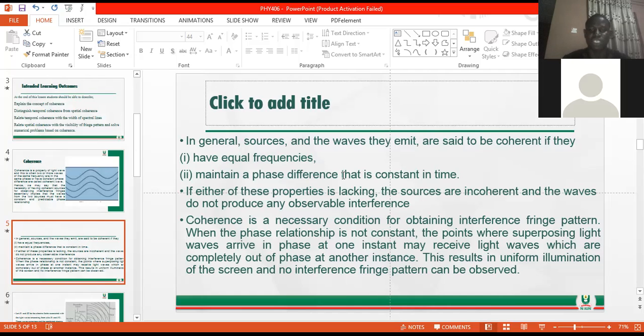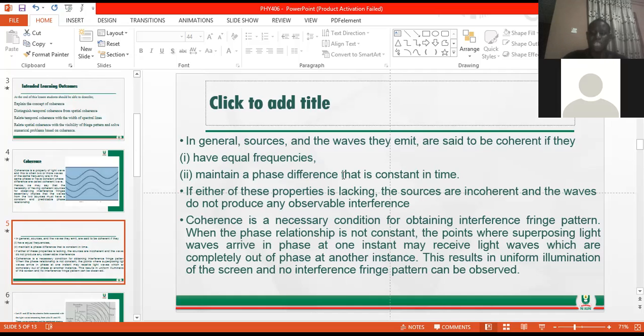When the phase relationship is not constant, the point where the superposition light waves arrive in phase at one instant may receive light waves which are completely out of phase at another instant. What we're trying to say is that the frequency of any wave moving in a particular direction, or two or more waves in this case, must have the same phase difference and the same frequency.